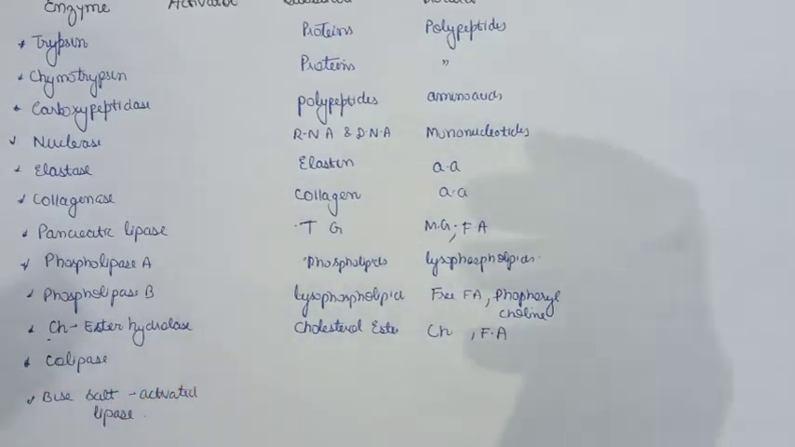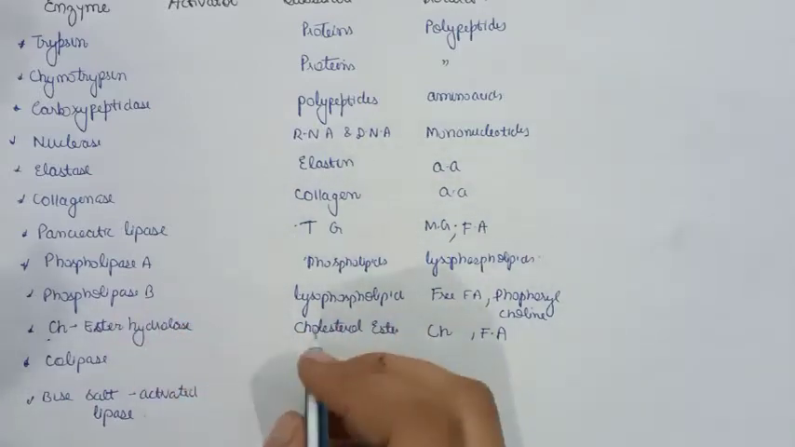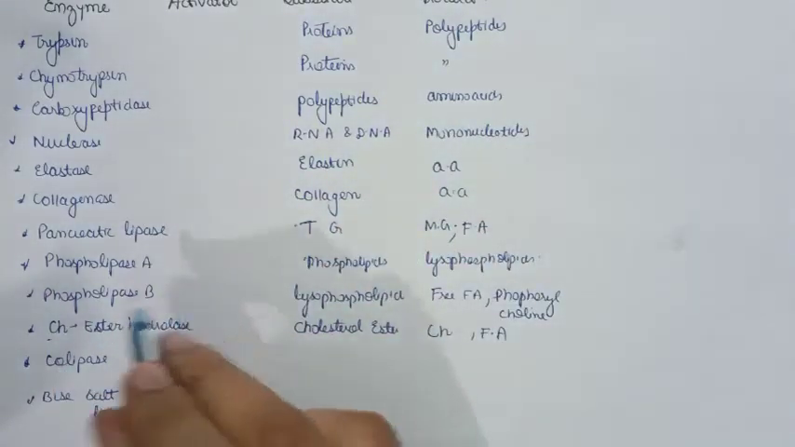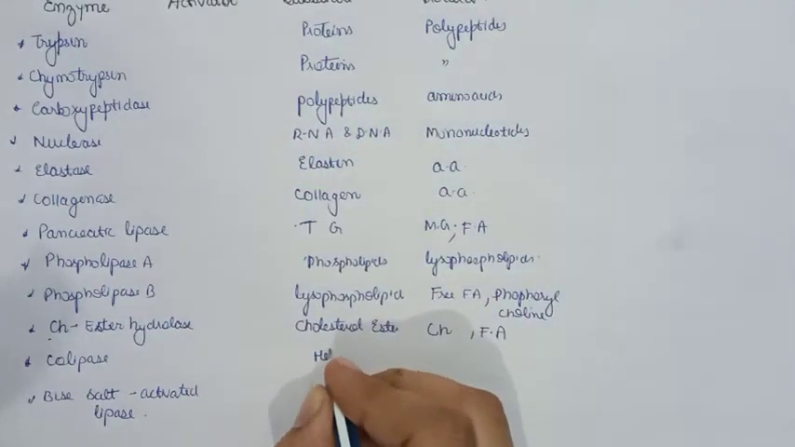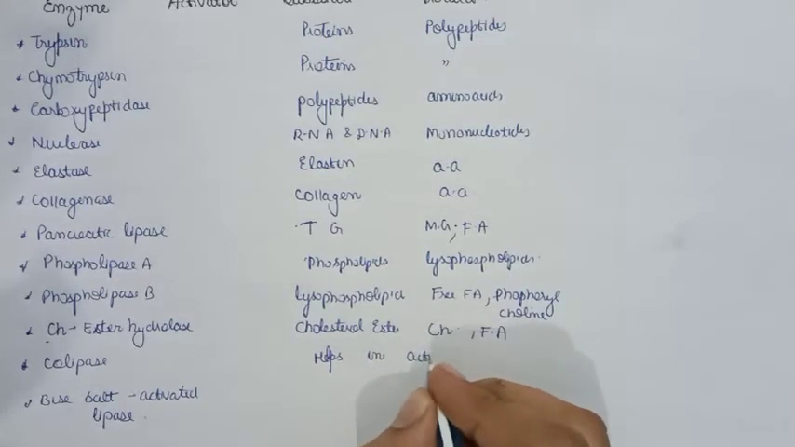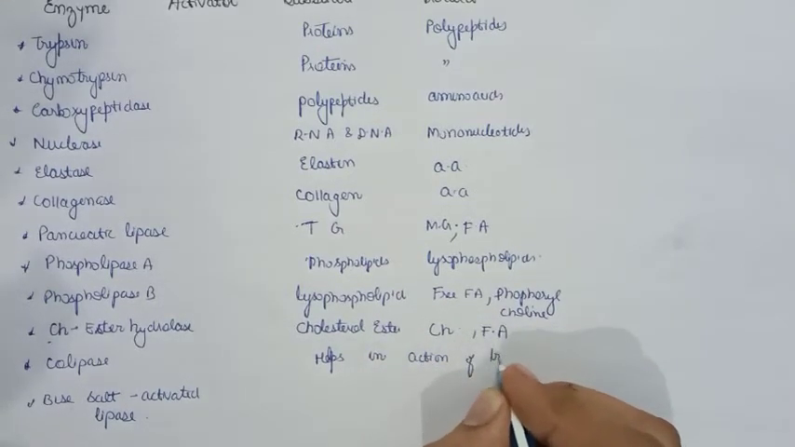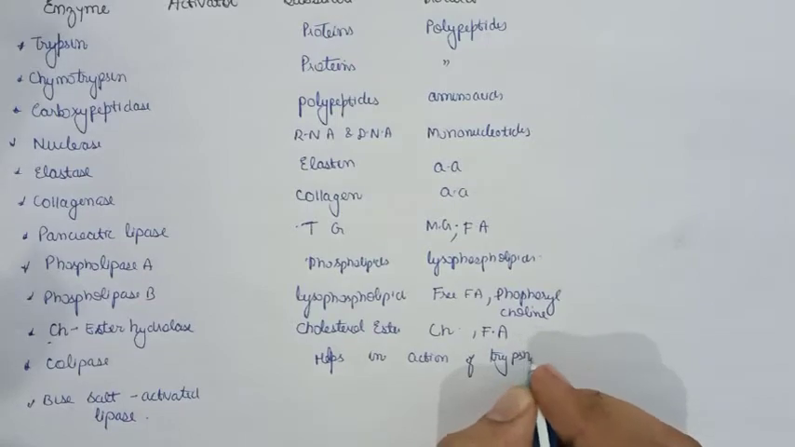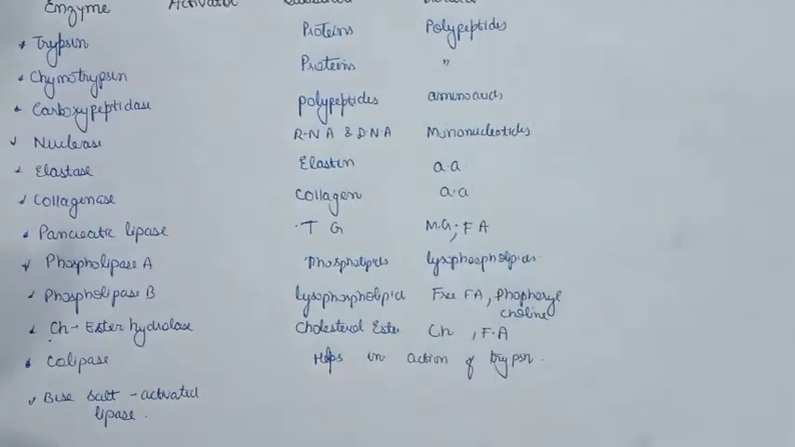Co-lipase works in association with trypsin and facilitates its action. So what is the action of co-lipase? It helps in the action of trypsin. And what is the function of trypsin? Conversion of proteins into polypeptides.